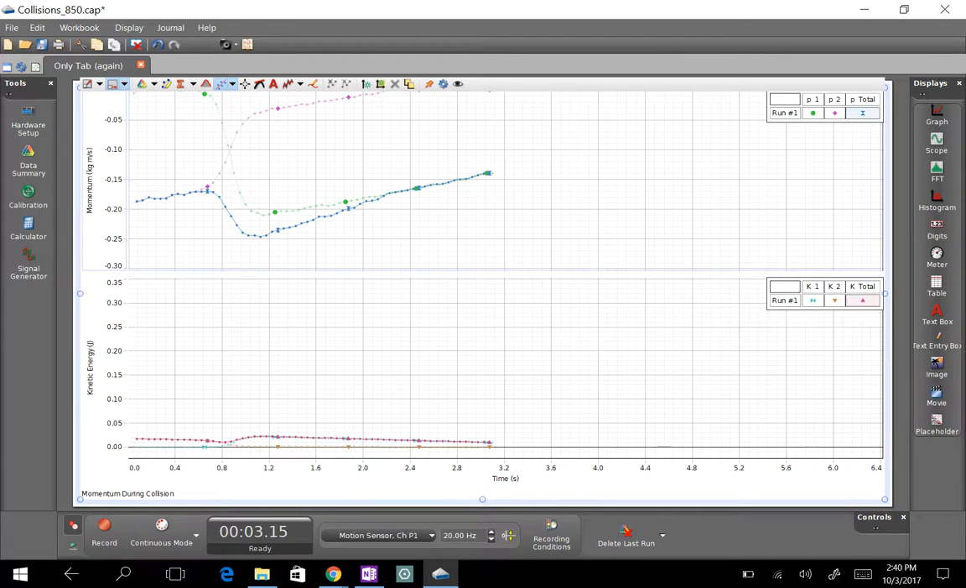So I look at this, and I have the magenta cart, which is cart 2, because I see from the legend that that's cart 2. It was initially moving with a negative speed, whereas cart 1 was stationary. They collided, and cart 2 went to a slower speed, and cart 1 went to a speed that was faster than the original speed for cart 2.